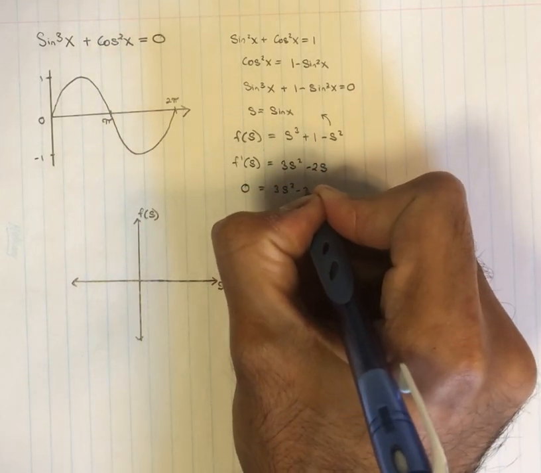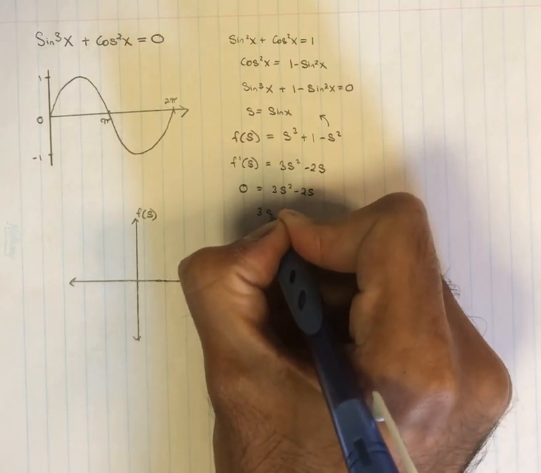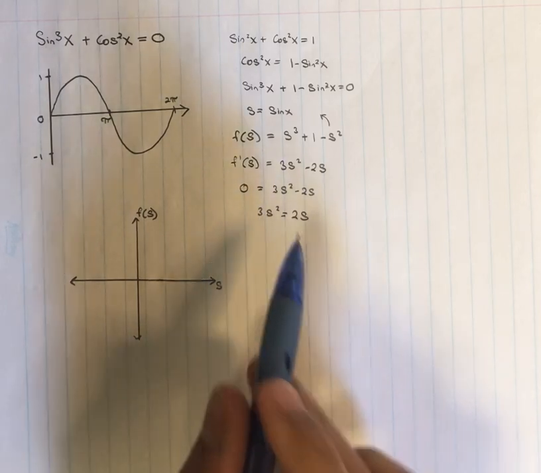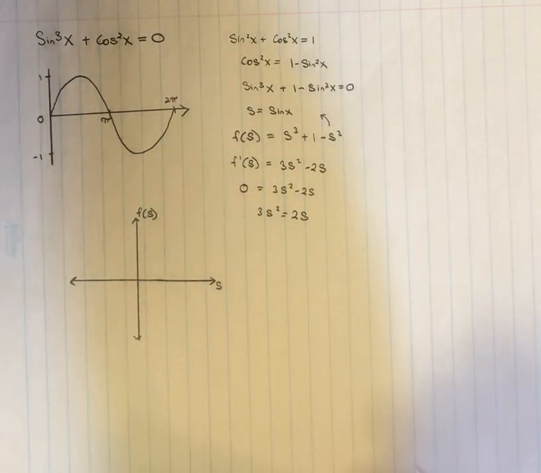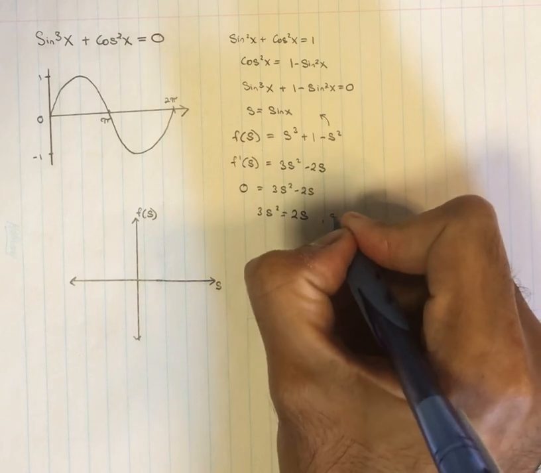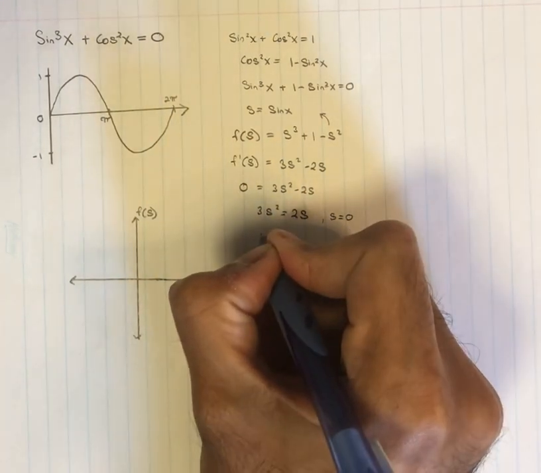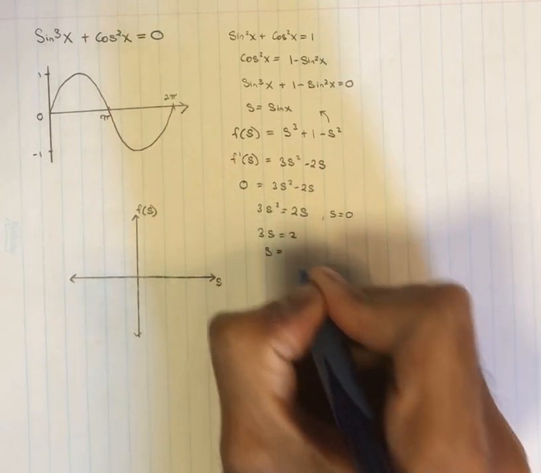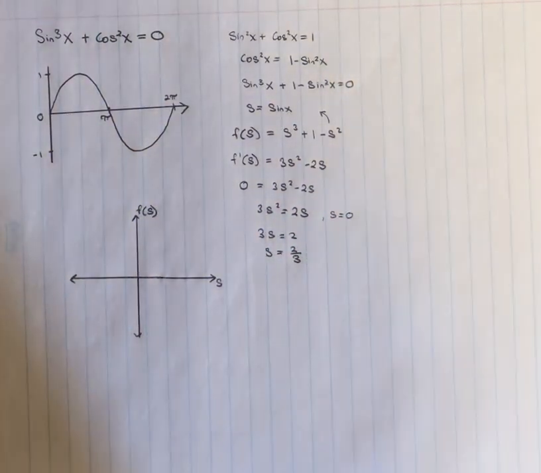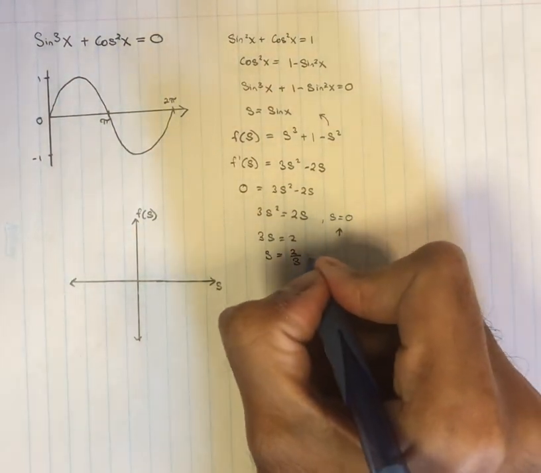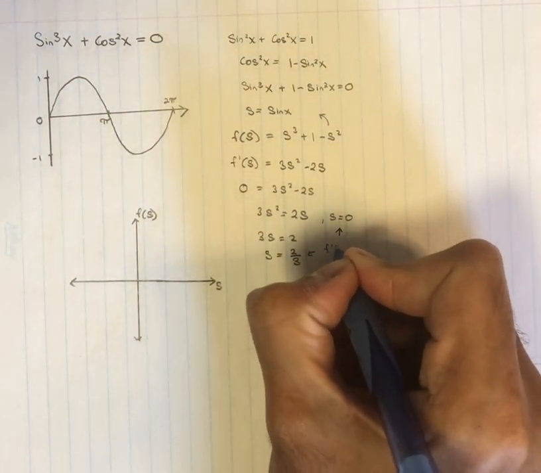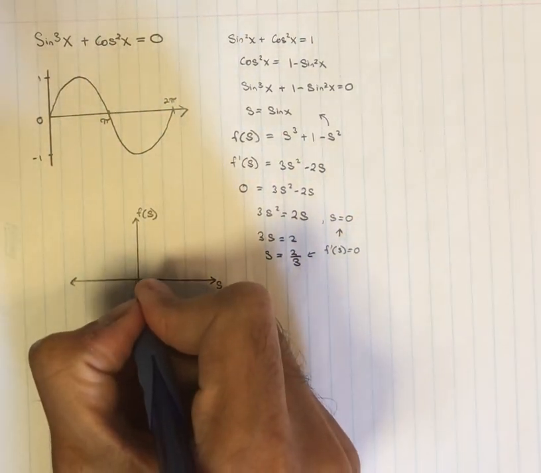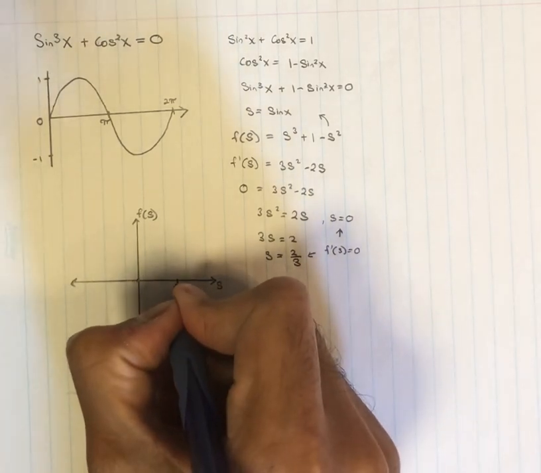So 3s squared minus 2s equals 0, so 3s squared is equal to 2s. Here we divide both sides by s. So it's possible that s is equal to 0. And then we're left with 3s is equal to 2, so s is equal to 2 over 3. These are our turning points. So we know that there's going to be some interesting behavior at 0 and at 2 over 3.